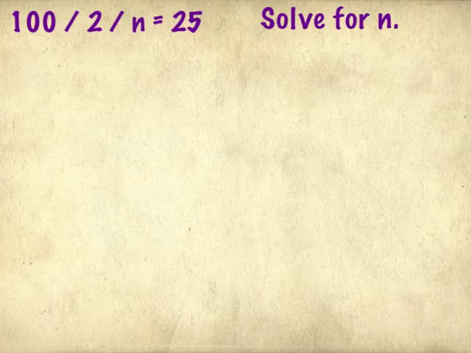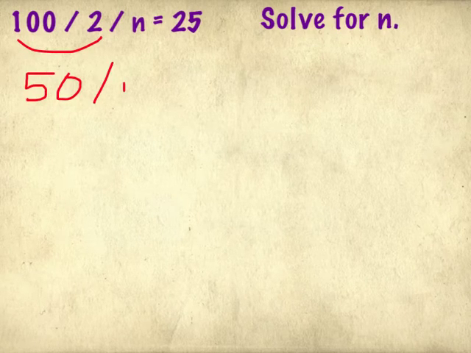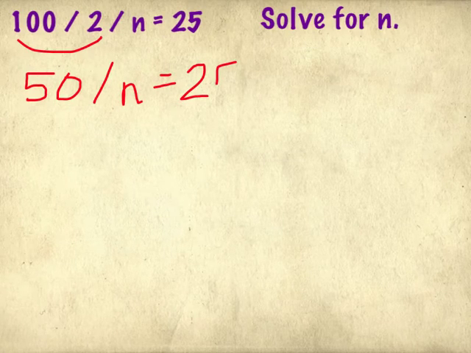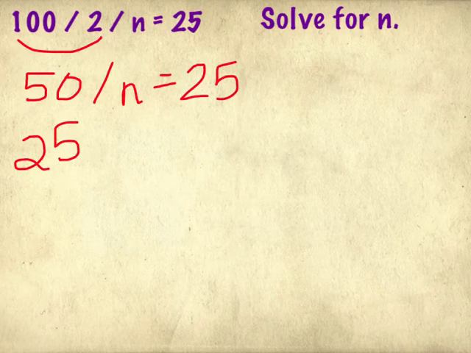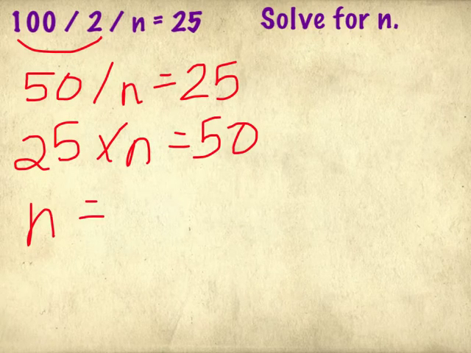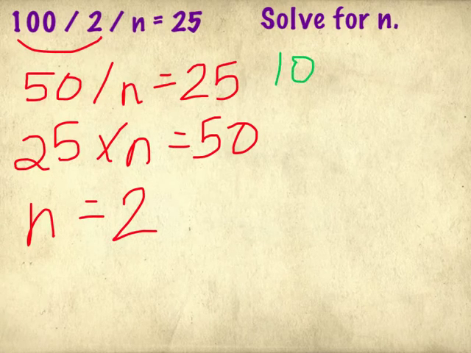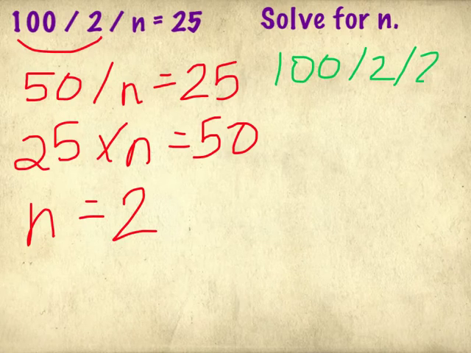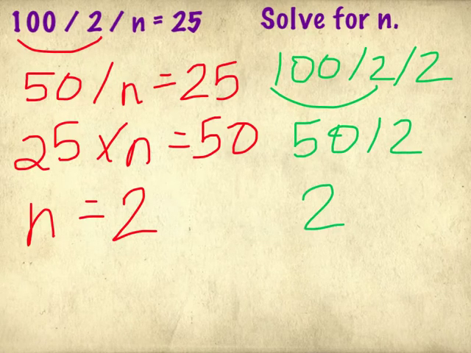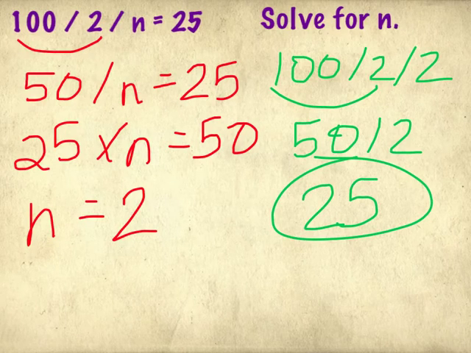So I can start by doing the 100 divided by 2, which is 50. So then I have 50 divided by n equals 25, and again, fact families, if 50 divided by n is 25, 25 times n equals 50, n must equal 2. And again, I'll just do a quick check just to make sure I've got that right. So it'd be 100 divided by 2 divided by 2. So that would be 50 divided by 2, which would be 25. Same answer as I have up here. I am good.